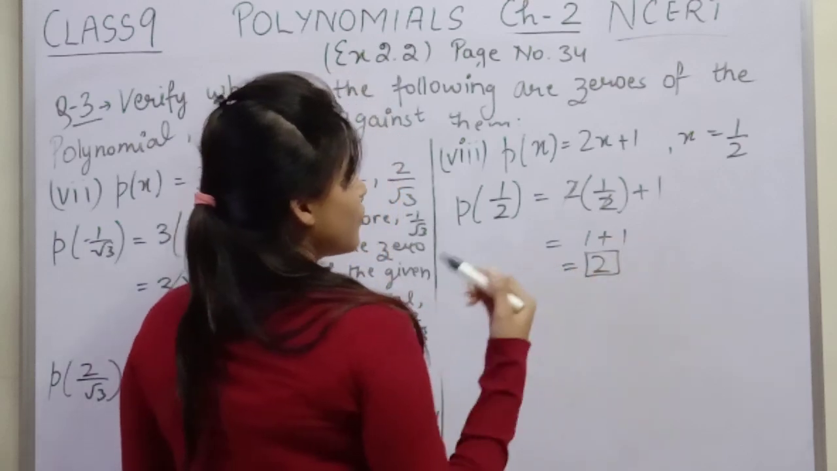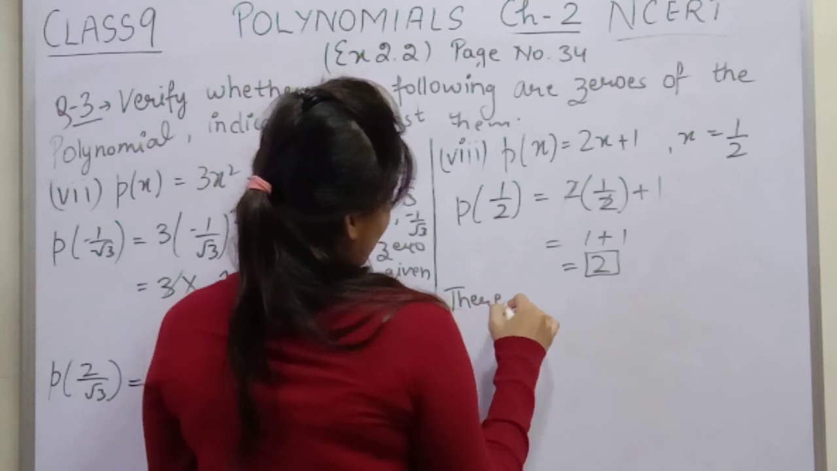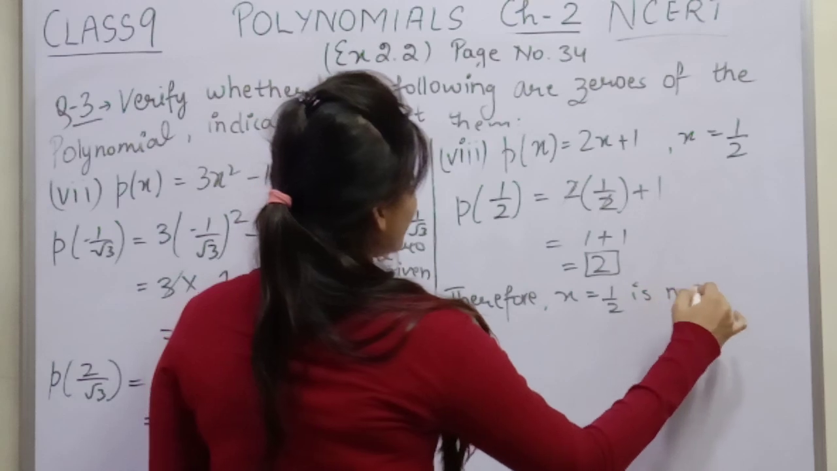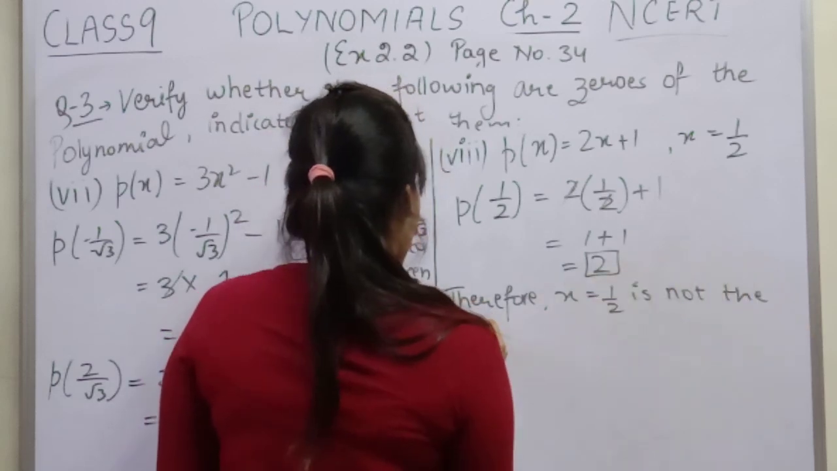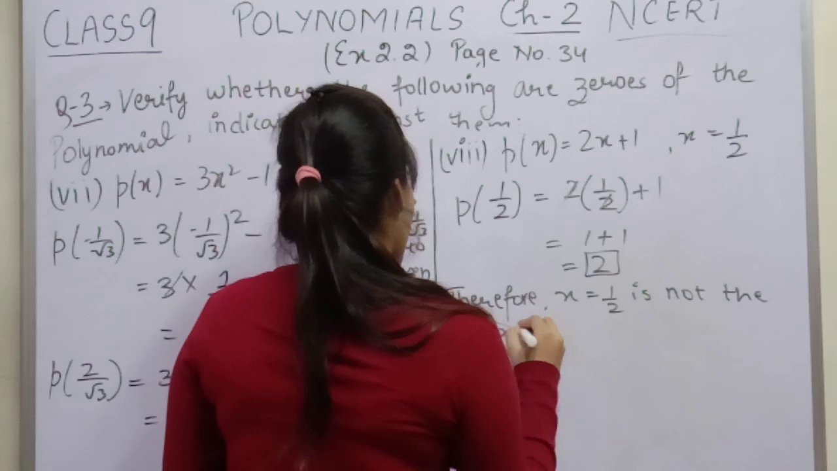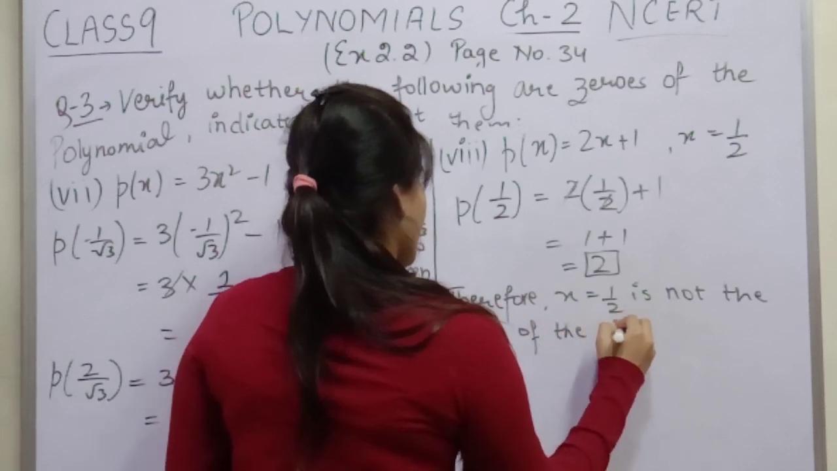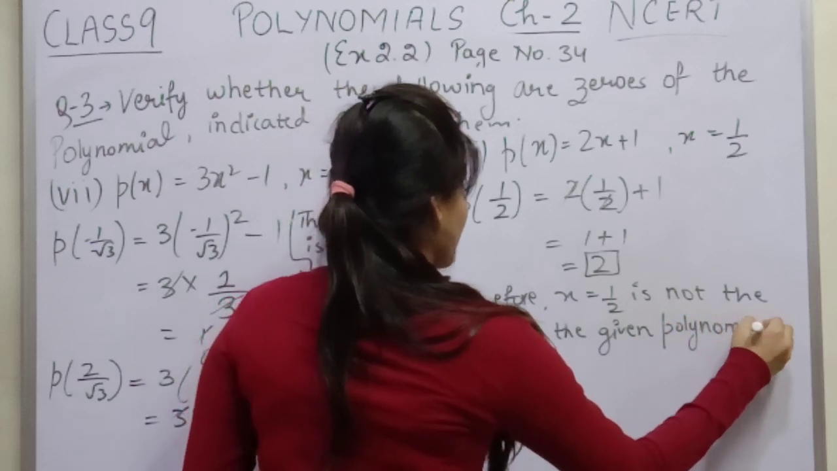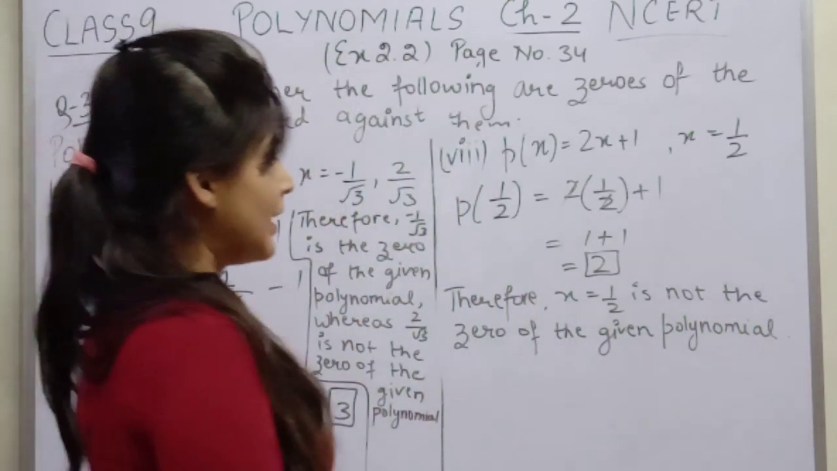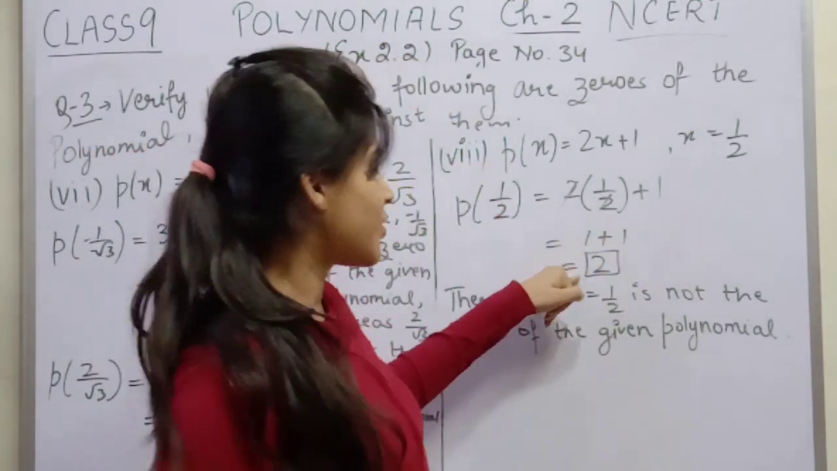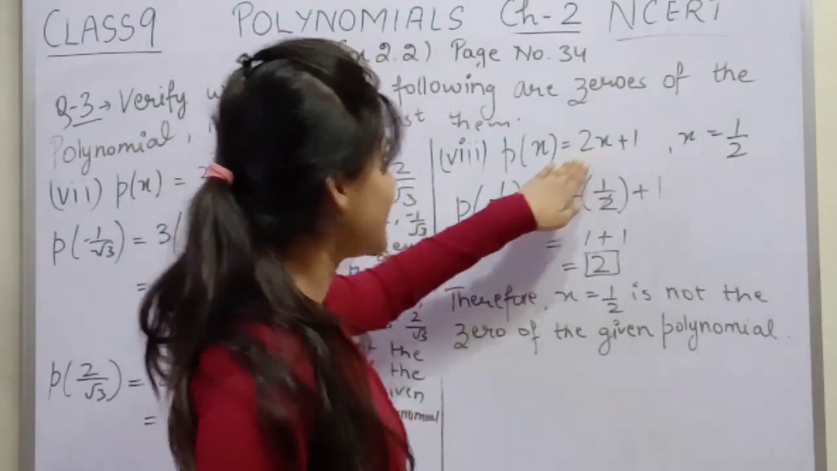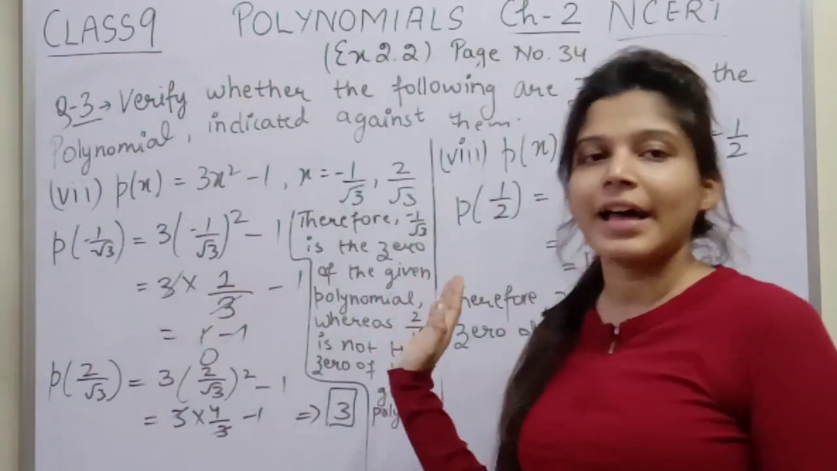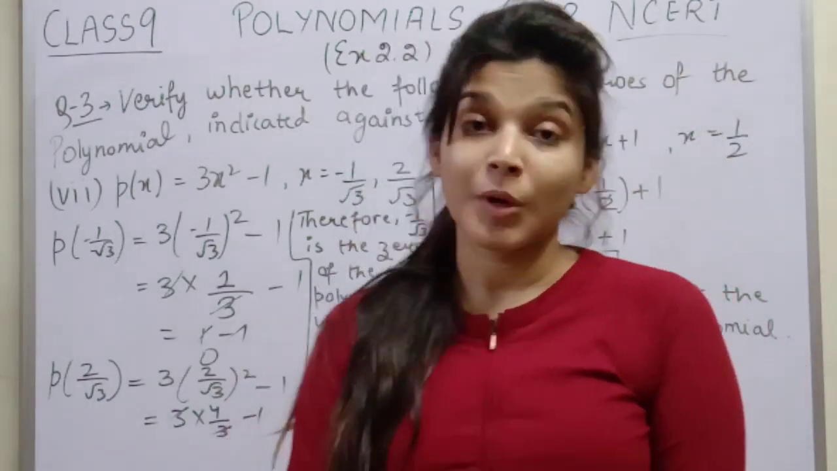So here 0 is not coming, therefore 1 upon 2 is not the zero of the given polynomial, right? When does it become 0? When 0 comes here, okay? This is not the 0 of the given polynomial. So this was part number 8. Please note down part number 7 and 8 so that we can start with question number 4 then.